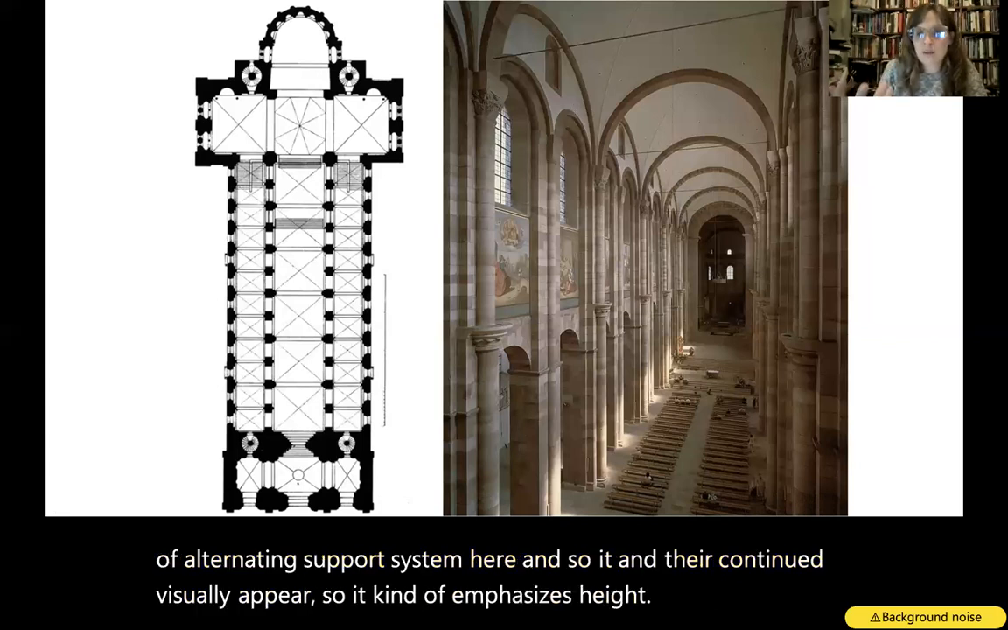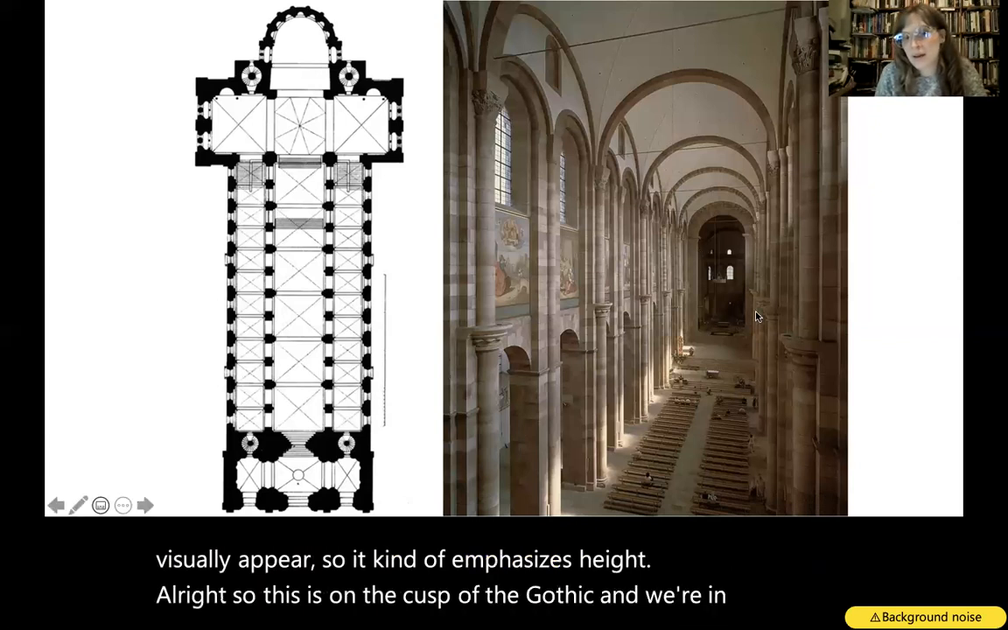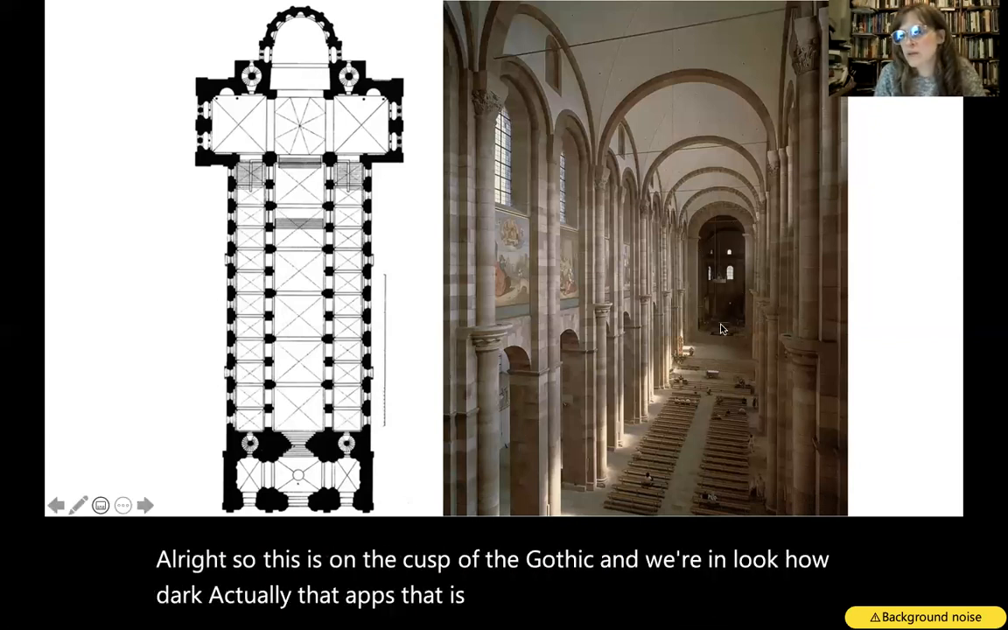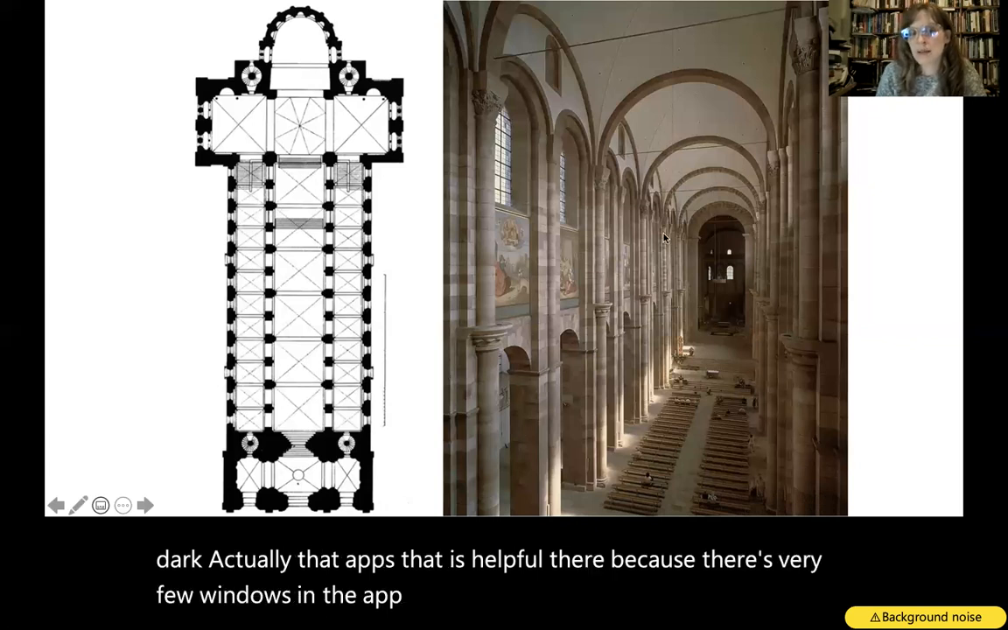All right, so this is on the cusp of the Gothic, and look how dark that apse is, because there are very few windows in the apse space. So there's actually more light in the nave than in the apse.